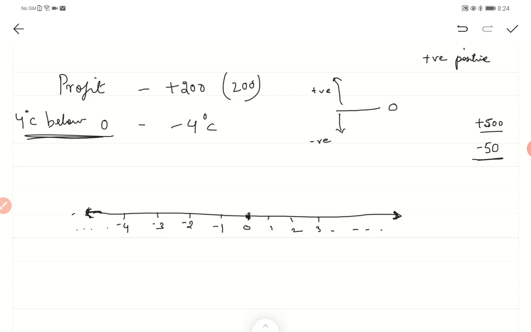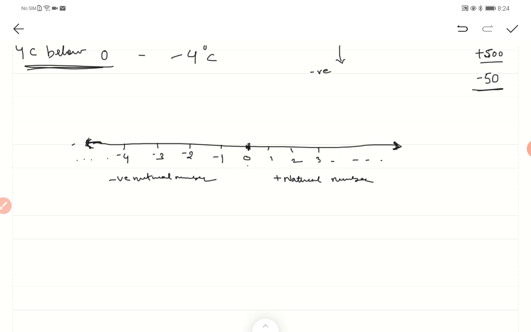So we can say that your integers have what? Positive natural numbers and negative natural numbers, with 0 in it, right? 0 is extra in it. I hope you will not forget this. So positive natural numbers and negative natural numbers together with 0 all form your integer set Z.